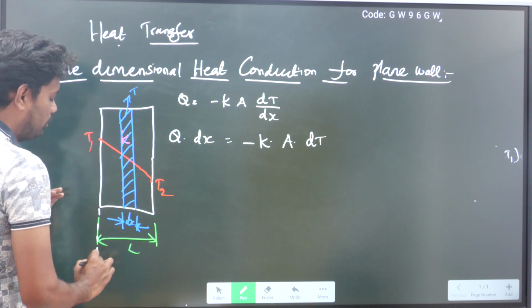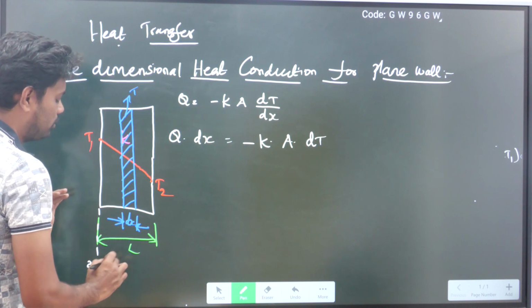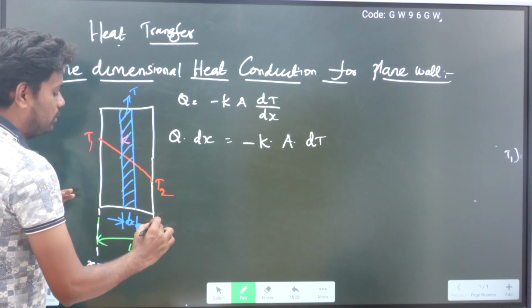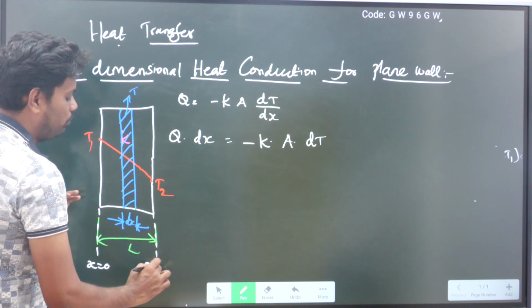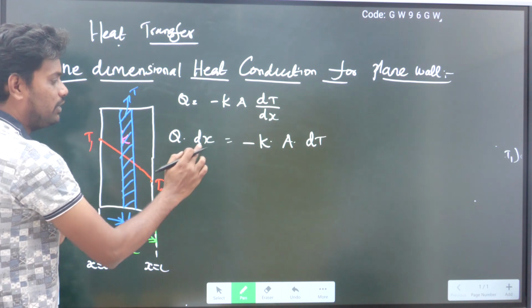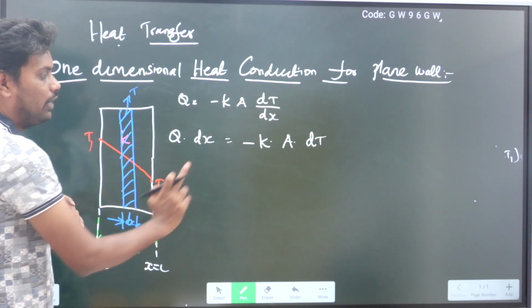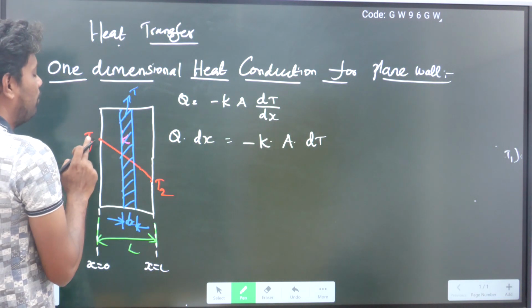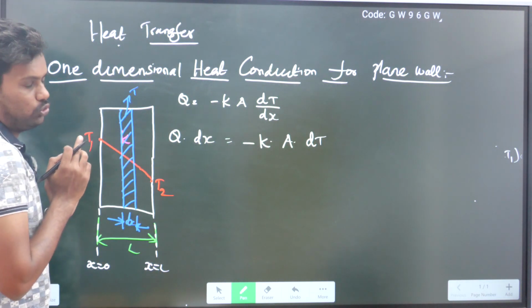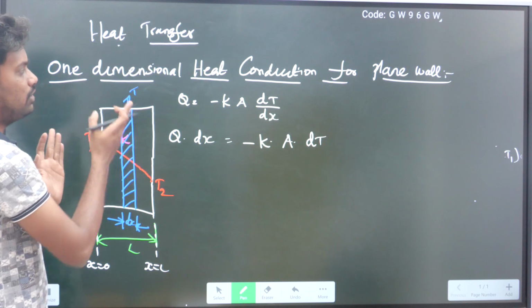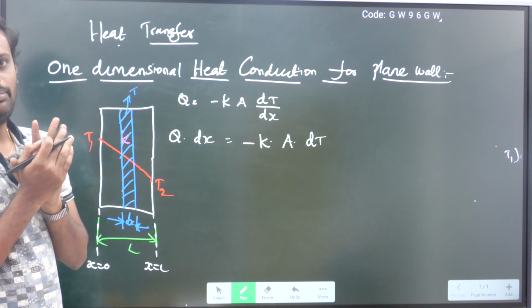This is x is equal to 0. I am considering only the x axis. This is x is equal to L. So I am going to integrate this x with the lower limit of 0 and upper limit of L, and also this t with the lower limit of t1 and upper limit of t2, so that I will get the one dimensional heat conduction equation for plane wall.